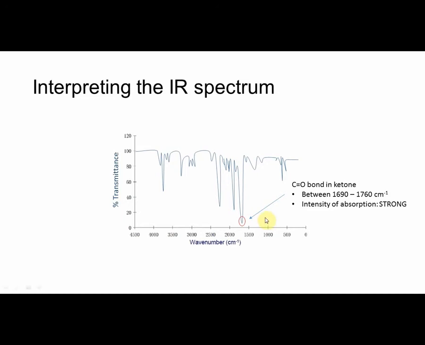Hence, if you were to perform a quick research, you will identify that C double bond O bonds found in ketones, esters, or carboxylic acids absorb radiation at a region between 1690 to 1760 cm-1 wave number, and the intensity of the absorption is described as strong. With this information, it will suggest to you that there is a C double bond O in the test sample.